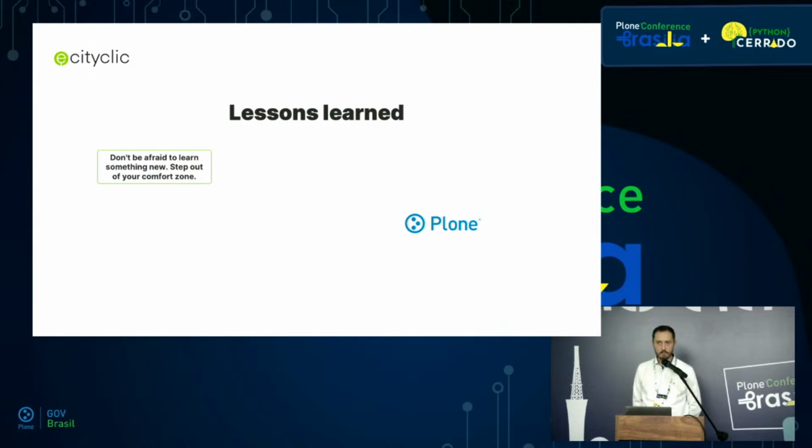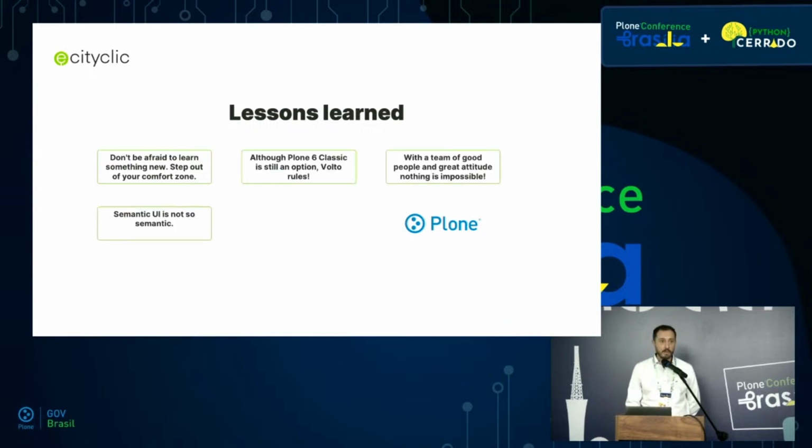Also, I think that success is driven by people. When you have a good team with a great attitude or a community like this one, nothing is impossible. And also Semantic UI, I think it's not so semantic. Victor talked yesterday about the Plone 7 roadmap. So if nowadays you want to develop a fully accessibility compliant website, you must tweak it somehow. And also, I think that blocks are the future, while static views, as you have seen before, have their place yet.